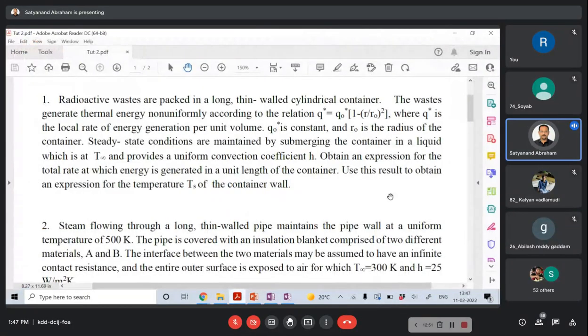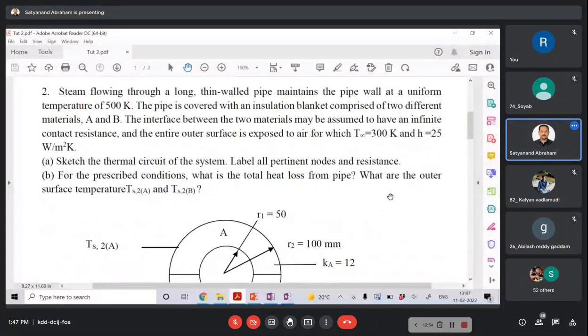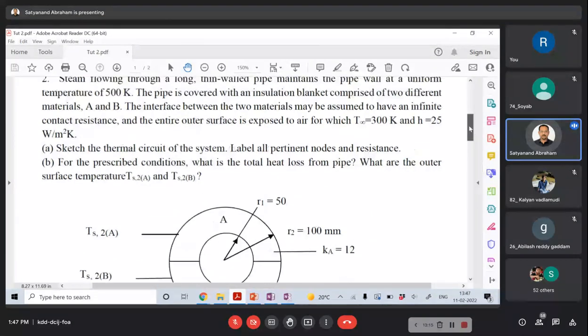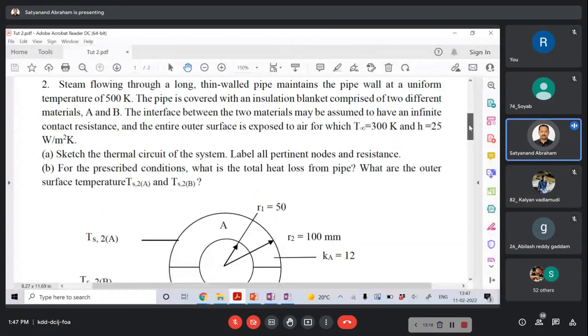So now we can go to the second one. This is a thermal resistance problem for a cylindrical system. A steam flowing through a long, thin-walled pipe maintains the pipe wall at a uniform temperature of 500 Kelvin. Thin-walled pipe means that the pipe has no thickness at all. So whenever you see thin-walled, and the thickness is not mentioned, you can assume it to be negligible thickness. In that case, the conduction resistance through the pipe itself can be neglected.